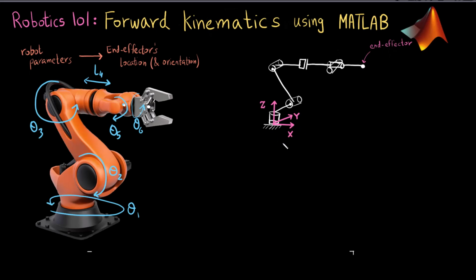Now I have to do the forward kinematics of this robot. So we are going to go step by step, and we are going to start from the base of the robot and go to the end effector and do the forward kinematics using homogeneous transforms.